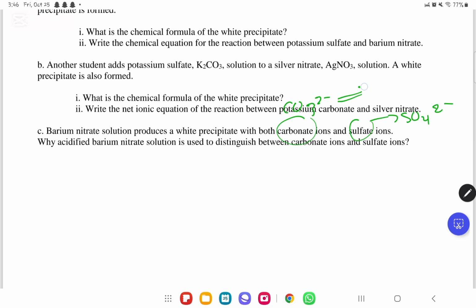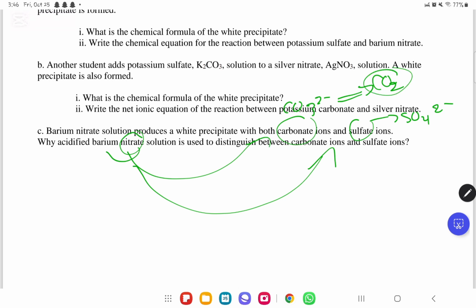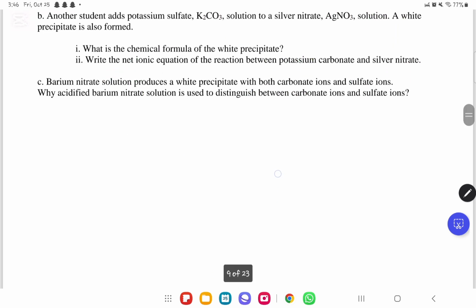We know carbonate ions release what? They release CO2 gas. So when acidified barium nitrate reacts with these chemicals, the acid will remove the carbonate by releasing carbon dioxide gas. So how do we distinguish between carbonate and sulfate ions? You can do a test by putting in lime water, and if the lime water turns milky, then you know CO2 gas is released. That means we have put carbonate ions with barium nitrate. So that's pretty much it for part C.